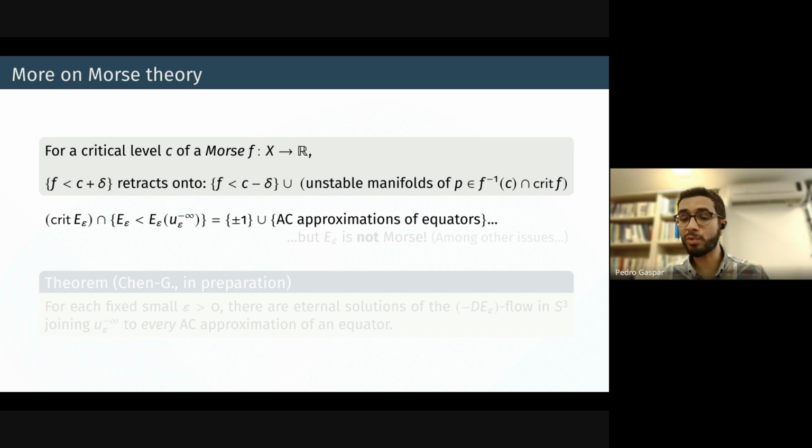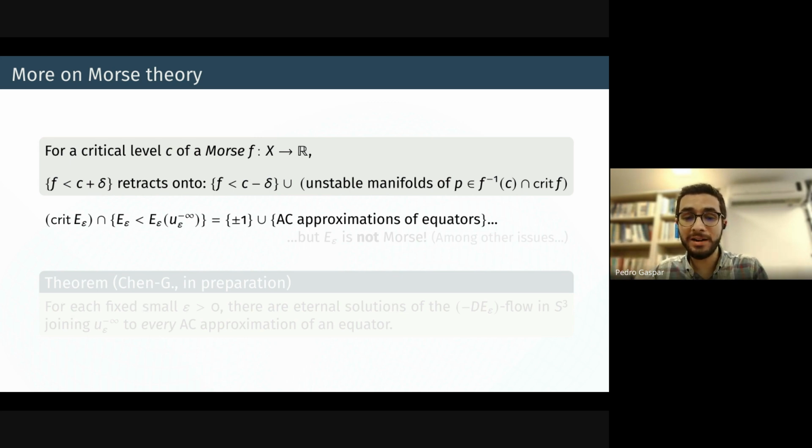And that's amazing because we know what the lowest critical levels for the energy functional are. The levels that have energy strictly less than an Allen-Cahn approximation of the torus are the constant plus and minus 1 functions. Those are actually zeros for the energy, and they are the only global minimizers. And the next ones in the list are exactly the Allen-Cahn approximations of equators.